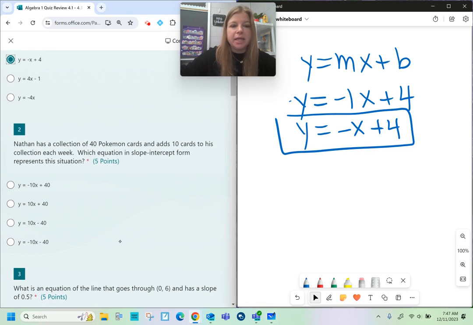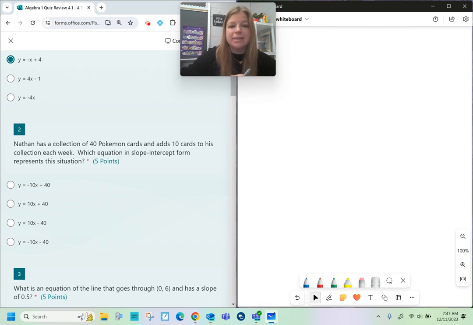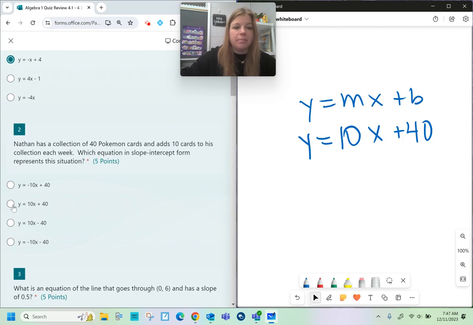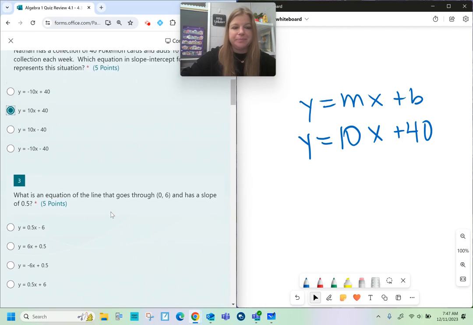Number 2, Nathan has a collection of 40 Pokemon cards and adds 10 cards to his collection each week. Which equation in slope-intercept form represents this situation? So 40 I know is his y-intercept because that's the number he would be starting with. If he's adding 10 cards, his collection is increasing by 10 each time, so my slope is a positive 10x. If 10 cards were being taken away each time, it would have been a negative 10x. But that's it. Y equals 10x plus 40.